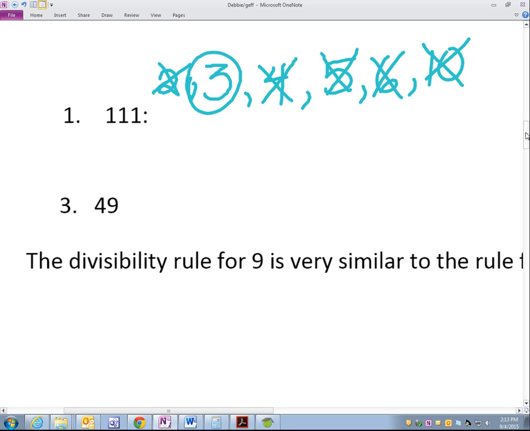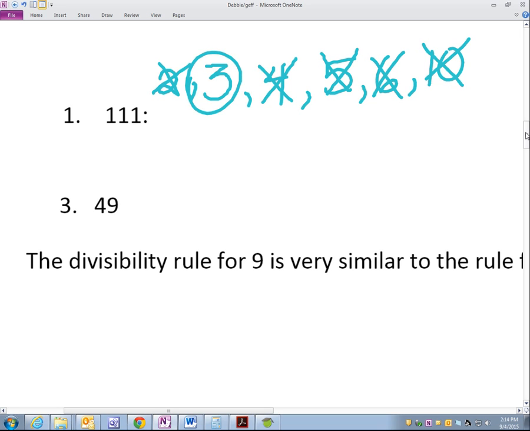Let's go. 49. Is 49 divisible by 2? No, it is not divisible by 2. Is it divisible by 3? Because 4 plus 9 is 13, no, it is not divisible by 3. Is it divisible by 4? No, it's an odd number.